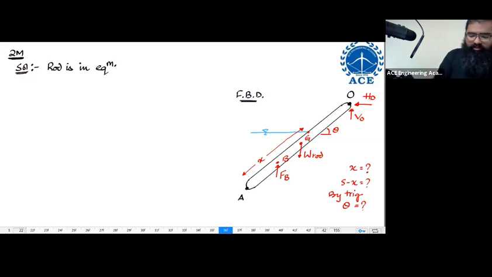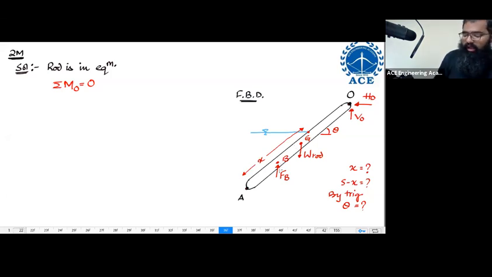Always choose sigma M equal to 0 about a particular point so that the maximum number of unknowns are gone. This is my logic. The best point over here is point O. If I choose sigma M about O equal to 0, HO will not contribute and VO will not contribute. If they don't contribute, only these two are contributing, and it will be easier for me to calculate.